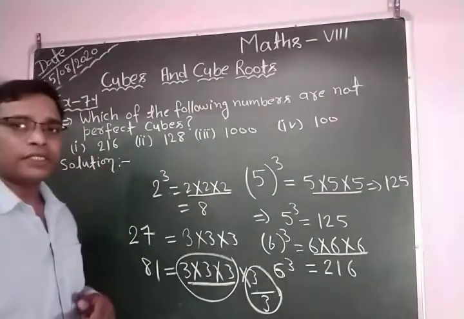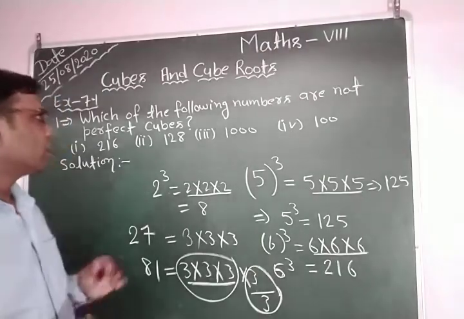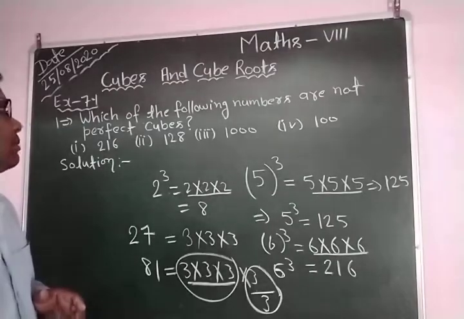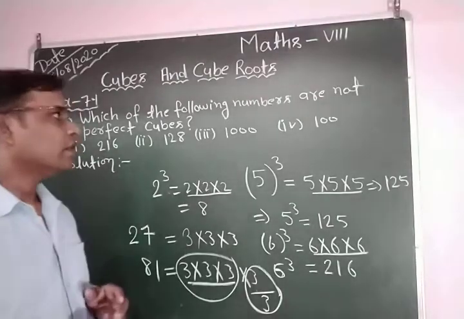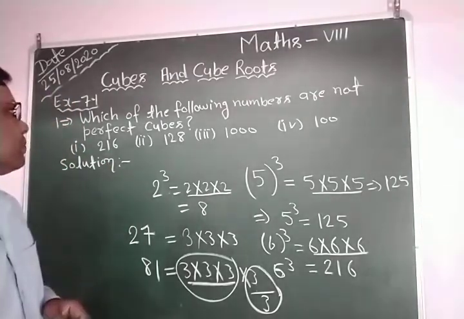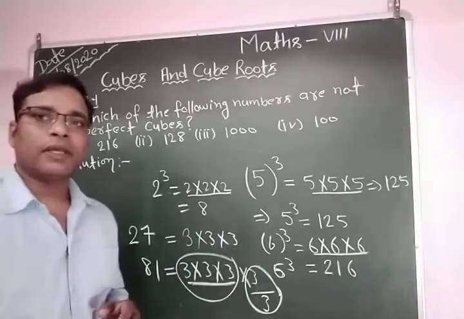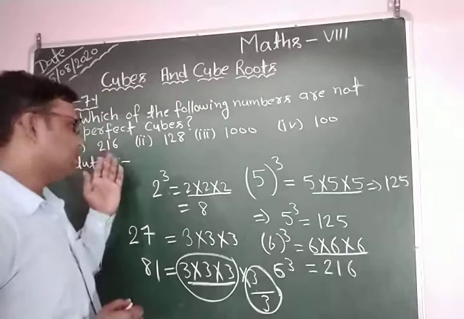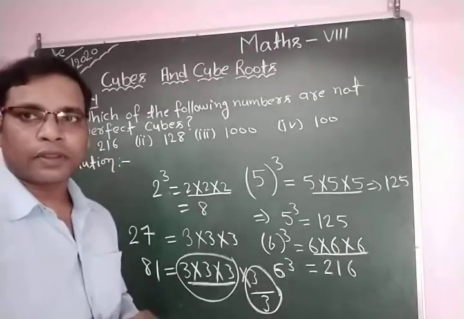Now here this is exercise 7.1. We are going to discuss question number 1. Question number 1 asks: which of the following numbers are not perfect cubes. For this, first we find the prime factorization of the given numbers.